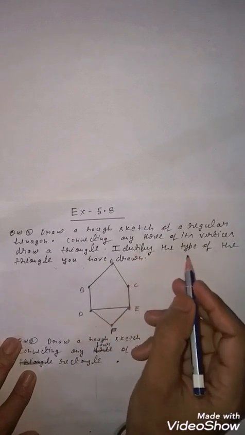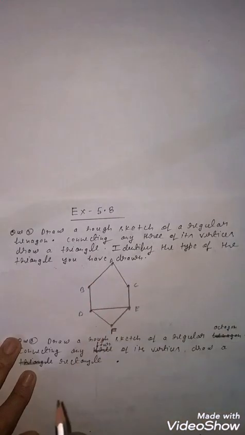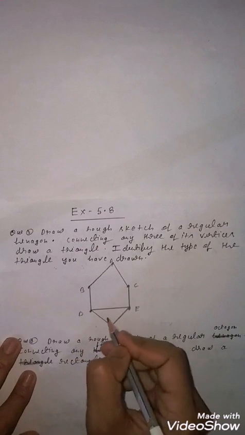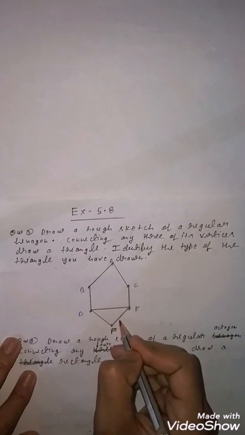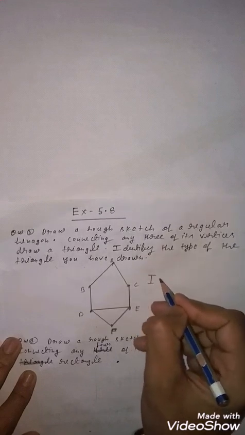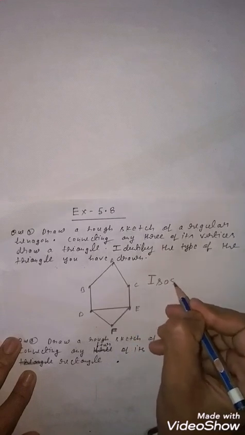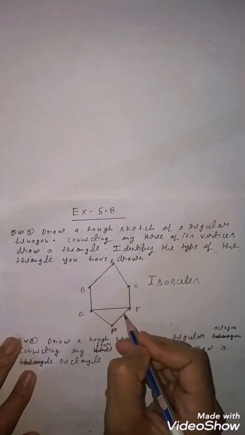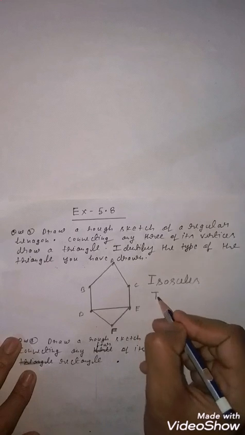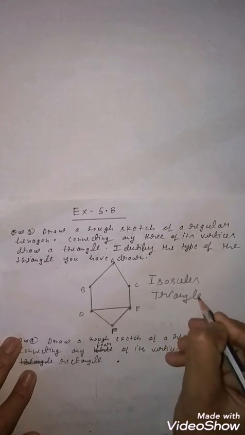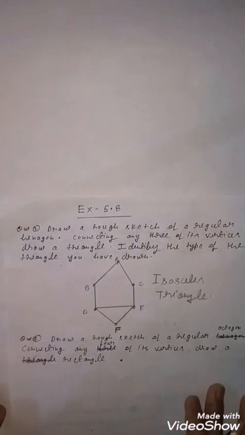So what is given? Identify the type of triangle you have drawn. So you can see clearly here, hexagon all sides are equal means here these two sides will be equal. So what type of triangle, students? You can say this is an isosceles triangle. Clearly you can see these two sides are equal, it means isosceles triangle. Clear, students? Now come to the next question.